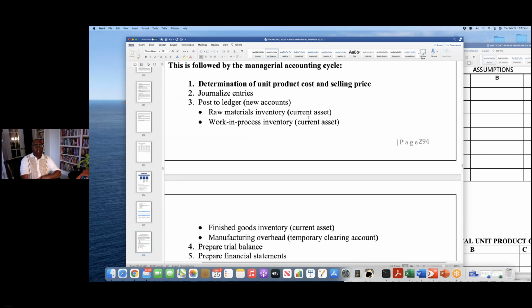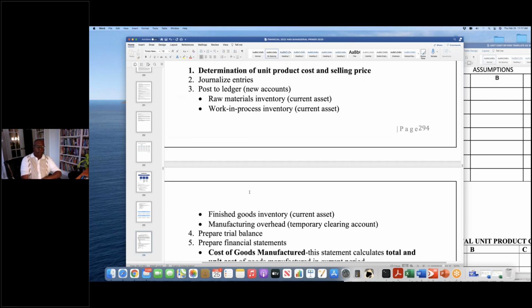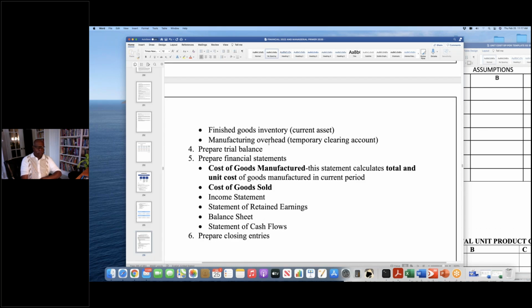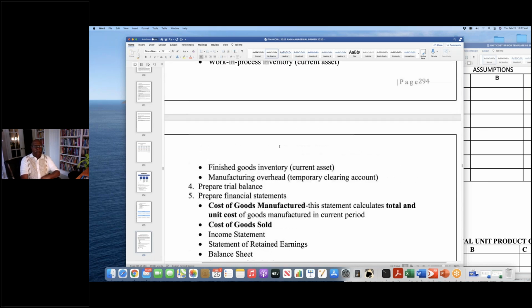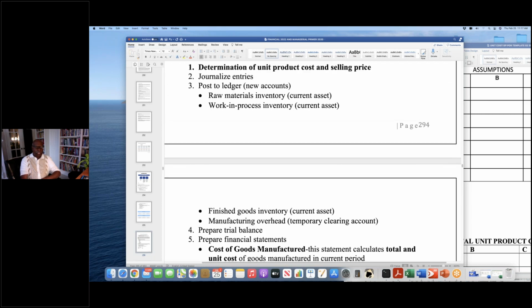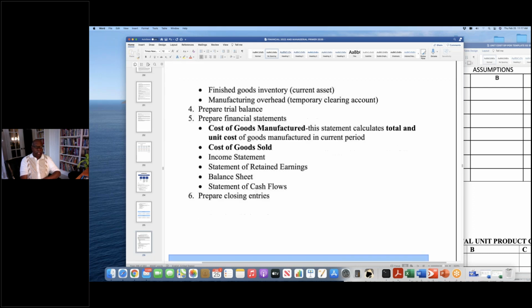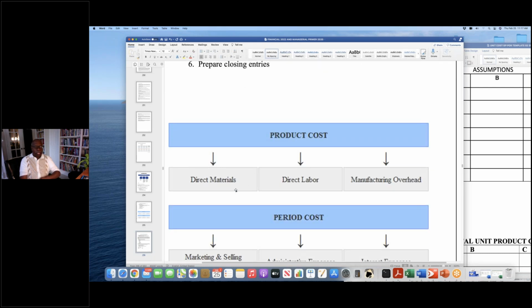Second stage is journal entries, posting to the ledger, prepare financial statements. We have 2 new statements, but that's why we review this, because now that we're in managerial accounting, we've got to do the same thing. But note that this just drops in. So it's assuming that you know how to do this, adding in the new accounts. The product cost, what you've got to have for your product. What's the direct materials cost? What's the direct labor cost? And what's the manufacturing overhead cost? So those are the product costs.